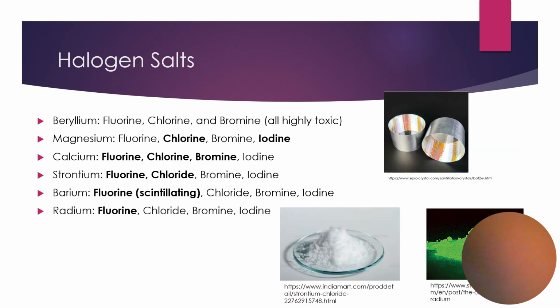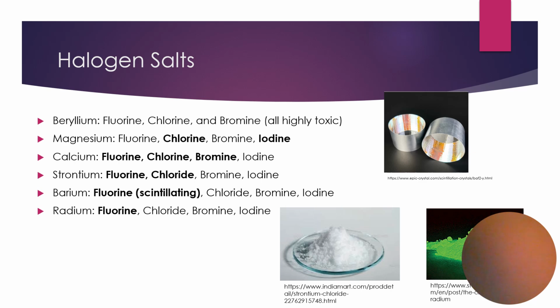Next up, let's take a look at halogen reactions. So the halogen salts that beryllium forms are very toxic to humans, and that's why they are not bolded. However, magnesium chloride and magnesium iodide can be used as health supplements. Calcium chloride is used to prevent ice from forming whenever it gets cold outside. Strontium chloride is pictured in the white substance below and is used to strengthen teeth. Barium fluoride is interesting because it has a very low index of refraction, and radium fluoride fluoresces, as seen to the right.